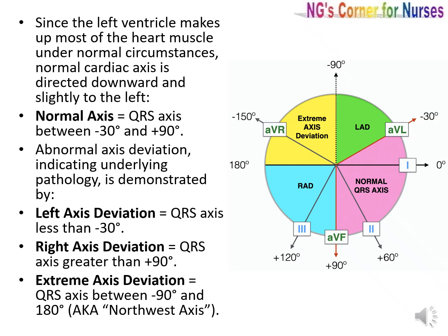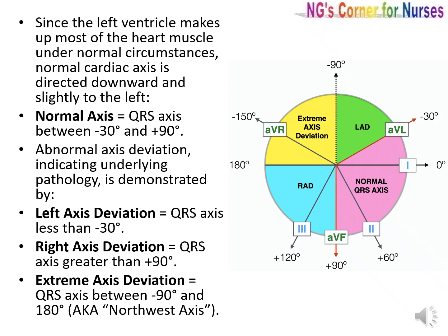And the abnormal axis deviation indicating underlying pathology is demonstrated by left axis deviation, right axis deviation and extreme axis deviation. First is left axis deviation when the QRS axis is less than minus 30 degree. The green color is denoting the left axis deviation. Next, right axis deviation when the QRS axis is greater than 90 degree. The sky color is denoting the right axis deviation.